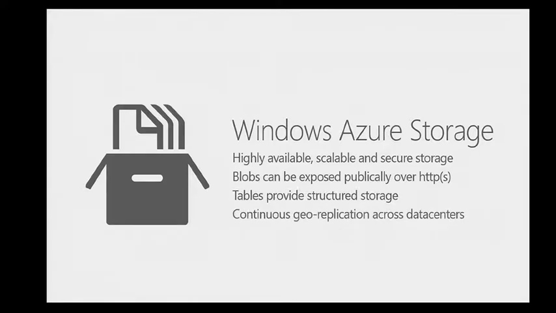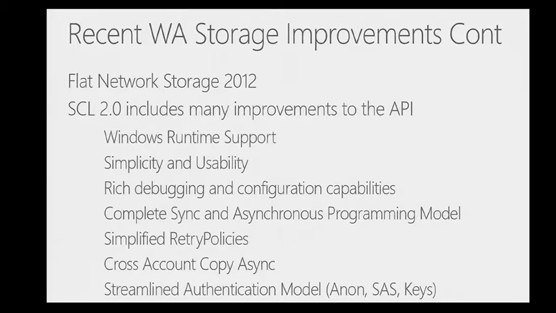Windows Azure Storage essentially provides us a highly scalable storage platform that you can go out and utilize to deploy blobs, which is any binary data, be it image assets, videos, documents. We've got tables, which provide essentially structured storage, but similar to NoSQL. There's no concept of foreign key relationships that you have in SQL Server, so not to be confused. And we've also got the capability to continuously geo-rep, as we saw before. Some of the recent updates here, we introduced a flat network storage architecture in 2012.